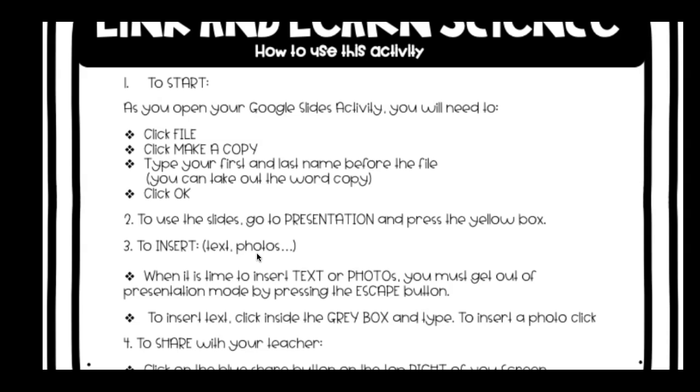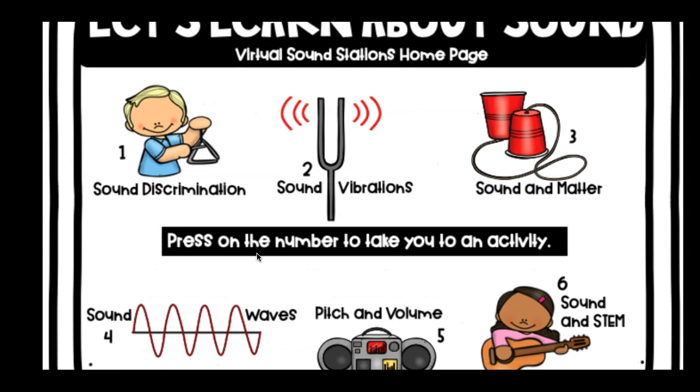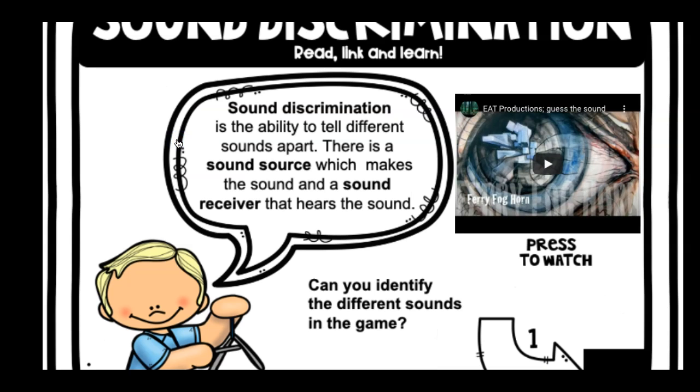When it is time to insert a photo or a text, I'm going to get myself out of presentation mode by just pressing the ESC button at the top left corner of my keyboard, or tapping out in order to get out. So now I'm going to go to the bottom arrow. I'm going to do an arrow down. And you'll notice I can pick any of these activities in order for me to participate in an activity. So I'm going to press the box and it's going to take me to that slide.